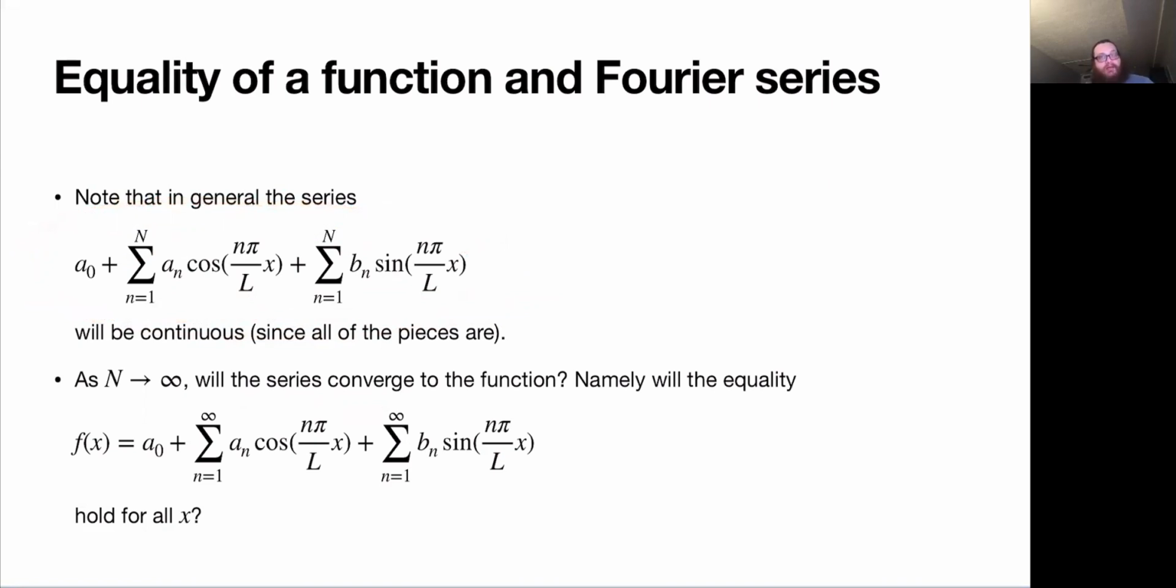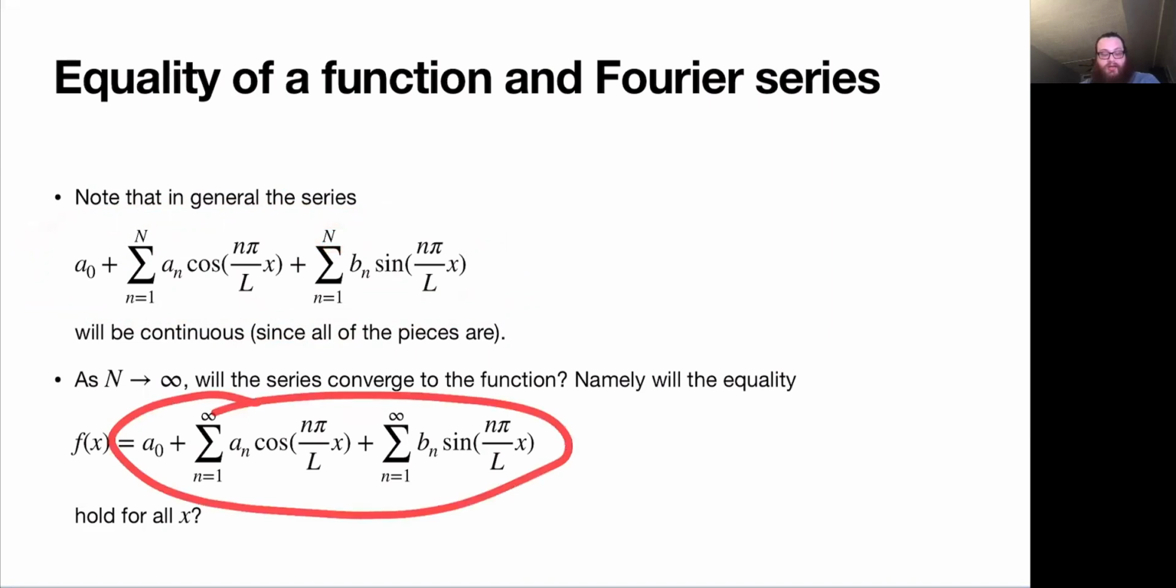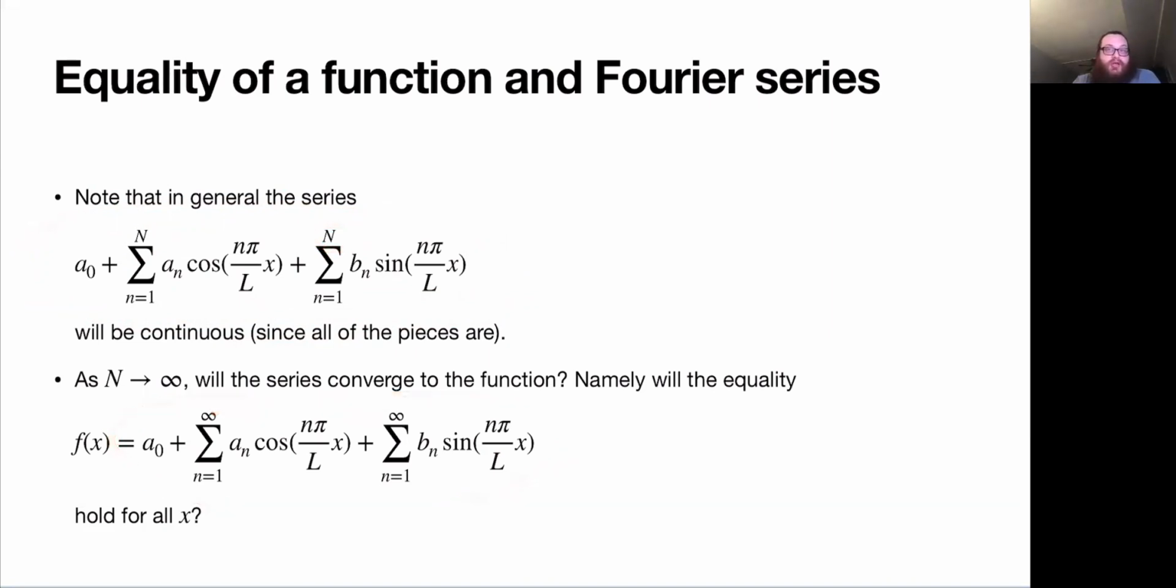Okay, but the series that we care about, we don't want to just sum up finitely many terms, we want to sum up infinitely many terms, right? And so one question is, if you sum up infinitely many continuous functions, is the resulting function continuous? A little more broadly, if your function is just piecewise smooth, so it may have jump discontinuities, what's going to happen to this piece?